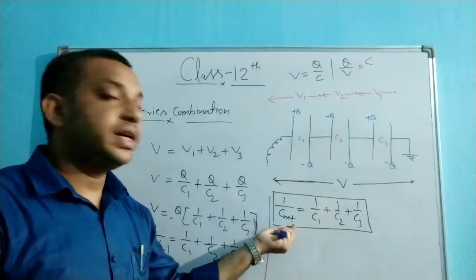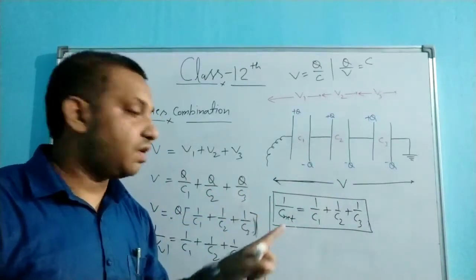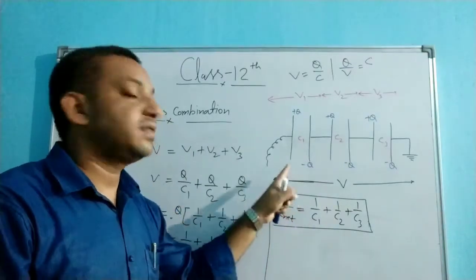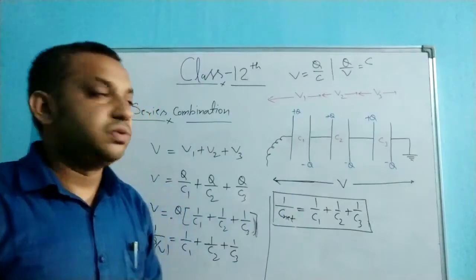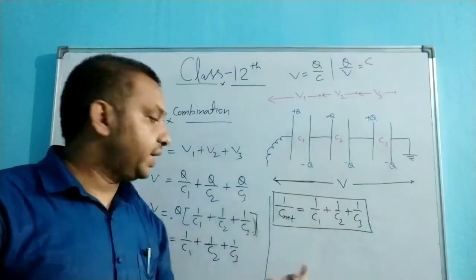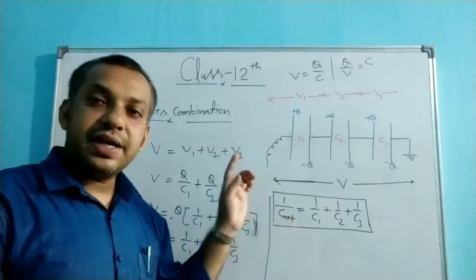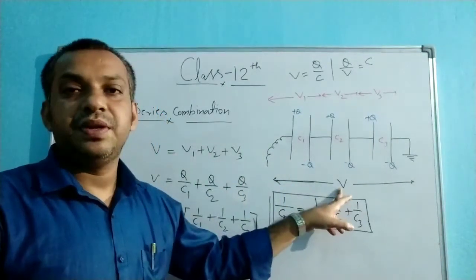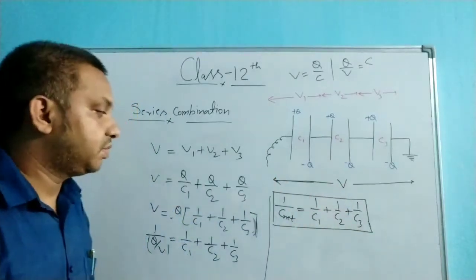That means if you connect the C net, the one capacitor of this rating will also drain the same amount of charge from the same supply. So whether you use 3 capacitors or, in place of 3, only one capacitor of C net, that C net also will draw the same amount of charge from the same supply. So this is the concept of the C net.